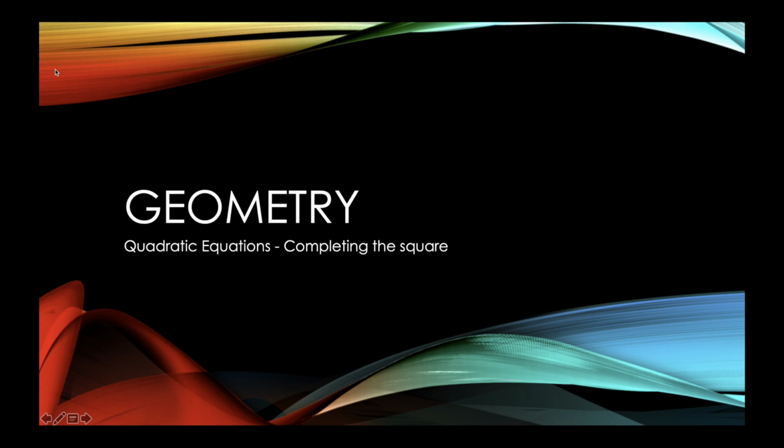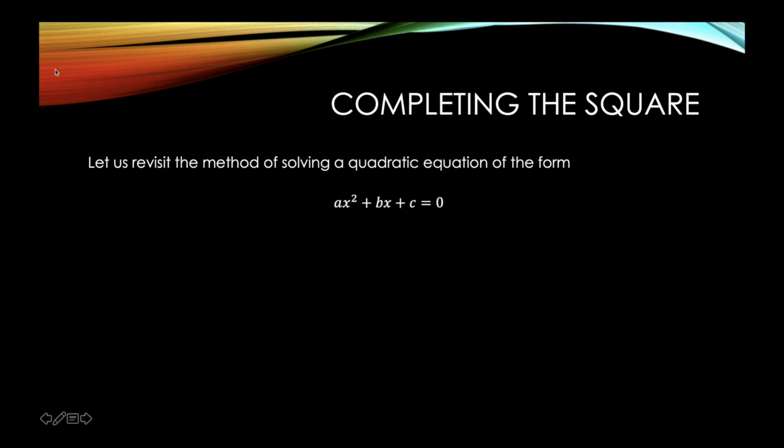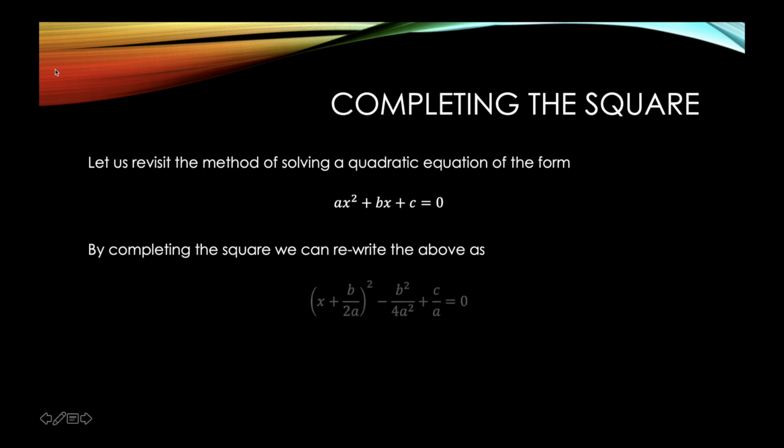In this video we are going to continue with the topic of geometry, and we are going to explore what quadratic equations look like when they're plotted on some graph paper. First off, we are going to revisit the method of completing the square, because if you have a quadratic equation of the form ax squared plus bx plus c is equal to 0, you can complete the square and rewrite the above as (x plus half b divided by a) all squared minus b squared divided by 4a squared plus c divided by a is equal to 0. Now, what does this actually mean?